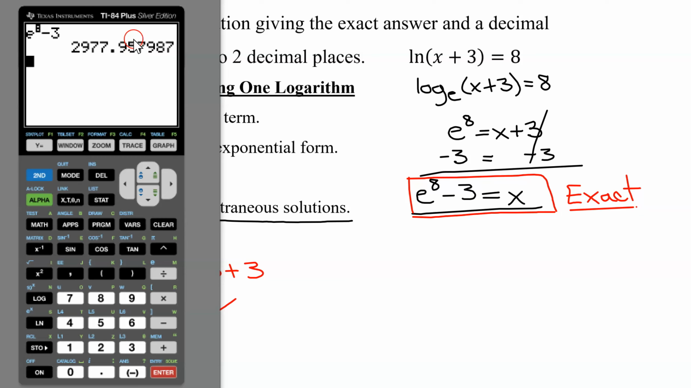That means the 5 position, the 7 is going to round the 5 up to a 6. So my answer is 2,977.96 when I approximate it to 2 decimal places.